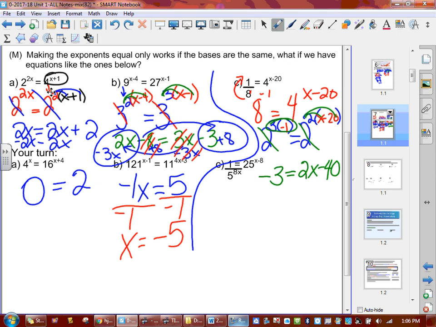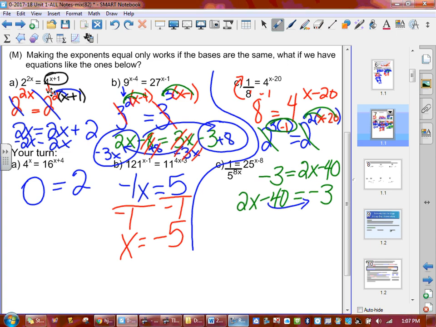Okay. At this point, I'm just going to flip-flop my equation. 2x minus 40 equals negative 3. And now I'm going to take my negative 40 to the other side. You can think of it like this if you want: take your 40 to the left. That's fine. You're going to add 40 to both sides, no matter which way you do it.